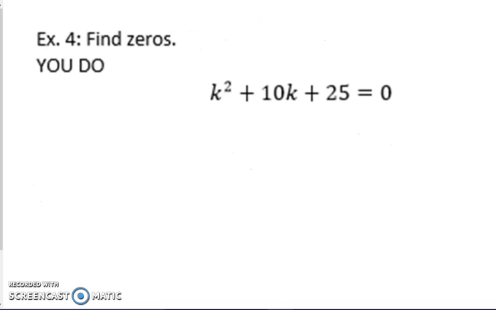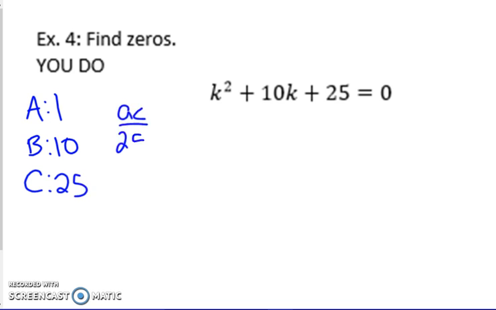Our fourth example is asking us to find the zeros, which is the same thing as finding the solutions. It's already in quadratic form. I have a, b, and c, so I'm going to do a is 1, b is 10, and c is 25. Well, AC makes a positive 25, so I need to add. In this case, 5 plus 5 gives me my 10.